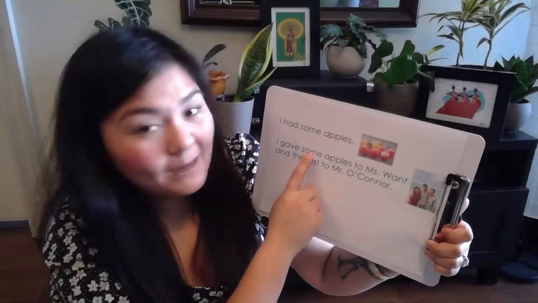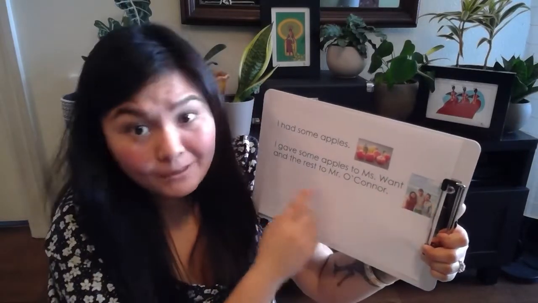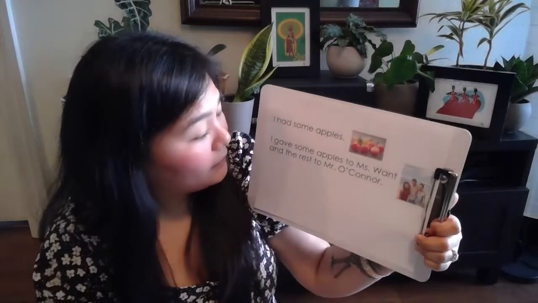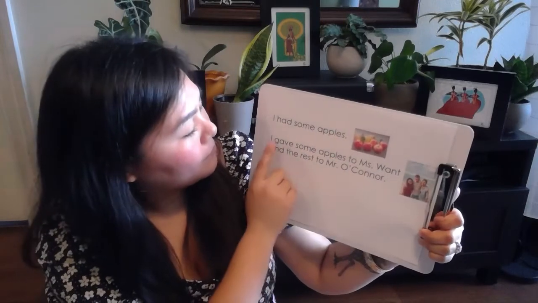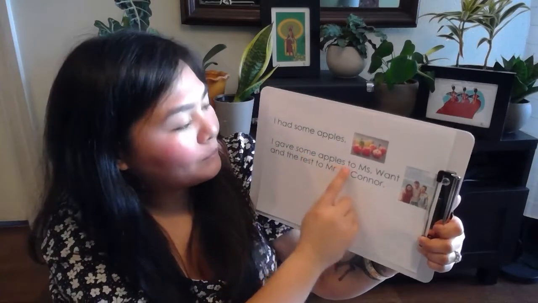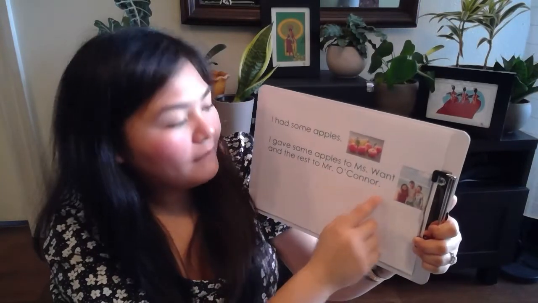Because I also don't think they gave 3 apples away because the word is some and not all. And we know that if they gave all the apples to Miss Swan, that means there would be none left for Mr. O'Connor. So let's say that the character had 3 apples and they gave 2 apples to Miss Swan and the rest to Mr. O'Connor. They had 3 apples and they gave 1, 2 to Miss Swan. That means that the rest they gave to Mr. O'Connor was 1.